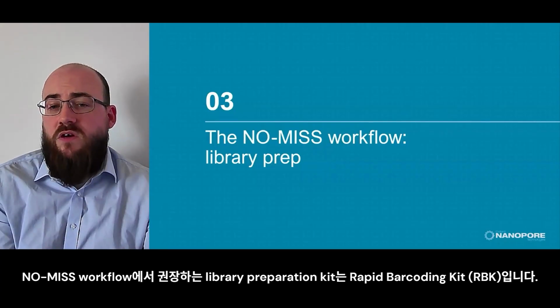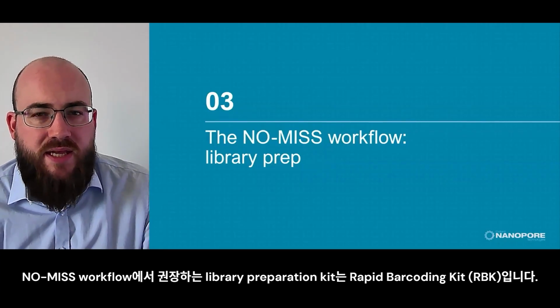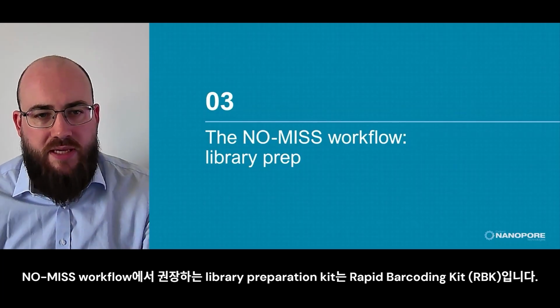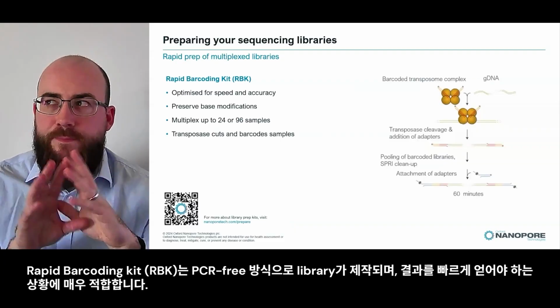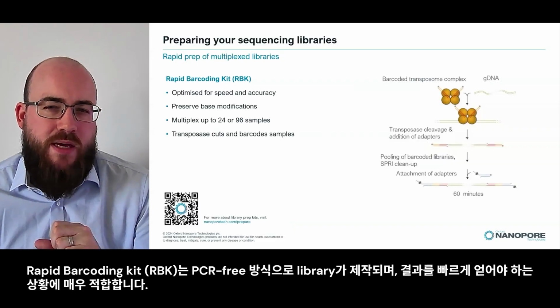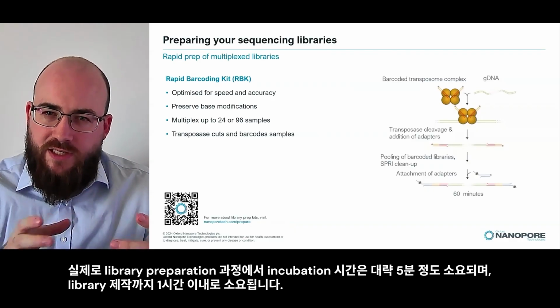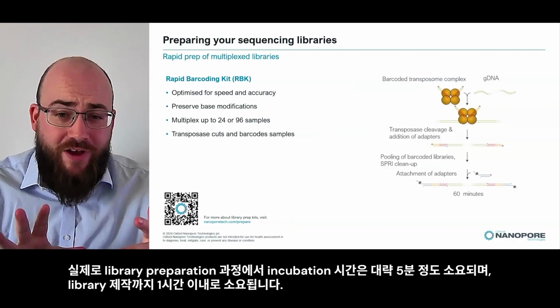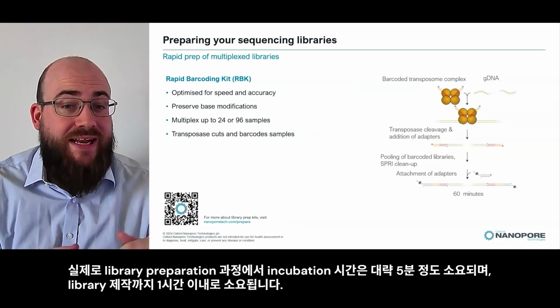So now we're going to talk about library prep. And the library prep kit we're going to recommend for this is the Rapid Barcoding Kit, RBK. So RBK is a PCR-free library prep. It's great for when turnaround time really matters to you. As a library prep, the incubation of the actual library prep reaction is about 5 minutes. In total, the preparation should probably take you less than an hour.